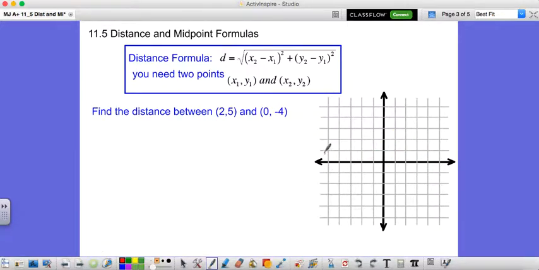So if you'd like, go ahead and pause the video and try this one on your own. Okay, we're finding the distance between 2, 5 and 0, negative 4. So 0, negative 4 is here, and 2, 5. So we could use our Pythagorean theorem, but we're going to use the distance formula. So our distance, we'll do this quick, is equal to the square root of, here can be our x2, here can be our x1, so 0 minus 2 is negative 2. And then y2 minus y1, negative 4 minus 5 is negative 9.